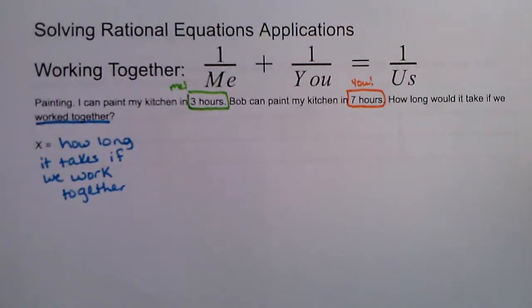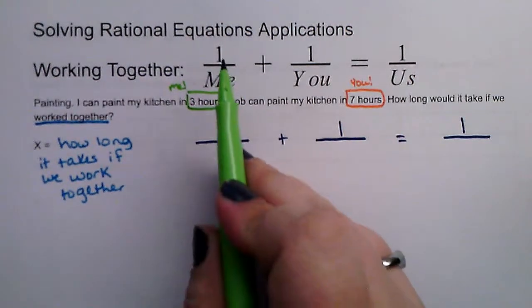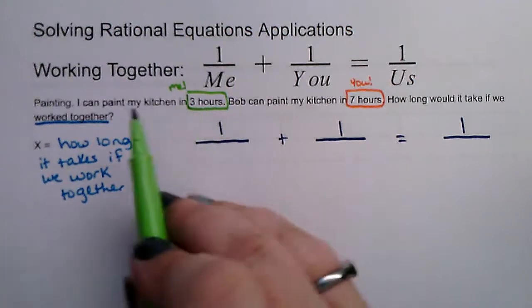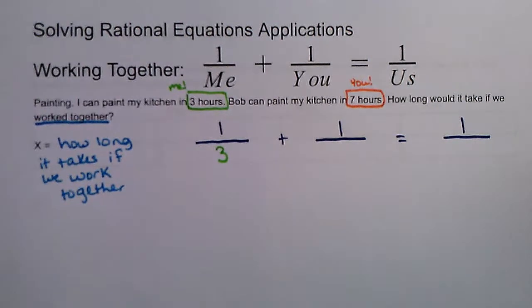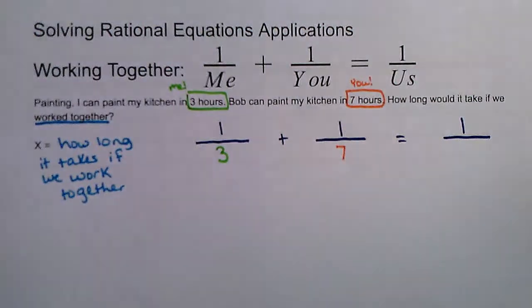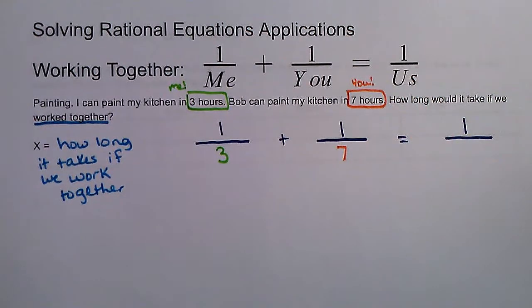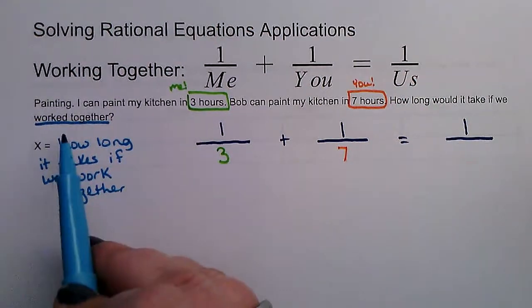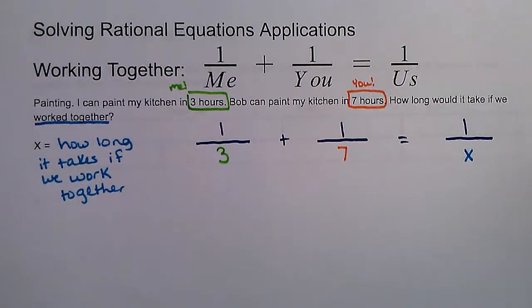Okay, so now we're going to set up these fractions. All of these fractions have 1 as the numerator, and so far they don't have a denominator because I haven't decided what we're going to put in there. The first fraction is 1 divided by me, and me was how long it took me, so I'm going to put a 3 there. The second fraction's denominator says you, which we decided was Bob, so it's going to take Bob 7 hours. And last is how long it would take us if we worked together. It didn't say that, so we put in a variable to stand for a number that we don't know. So that's going to be x.